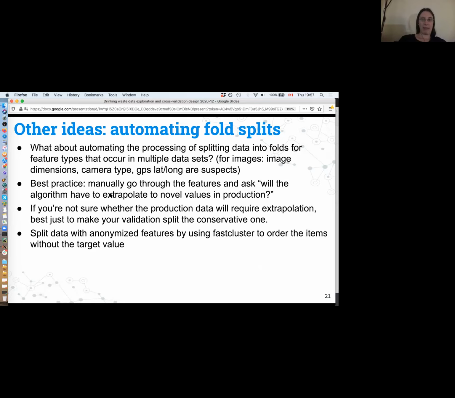But the usual suspects for images for candidates to split on are things like the image dimensions, the camera type, the GPS latitude, longitude in the metadata, and especially the aspect ratio of the images. So what you really end up having to do is to manually go through the features and ask, is the algorithm going to have to extrapolate to novel features in production, yes or no? And if it's going to have to extrapolate to novel features in production, then you can consider using this feature as a value to split your training folds on. If you're not sure whether the production data is going to require extrapolation, then you can also just make the split the conservative one.